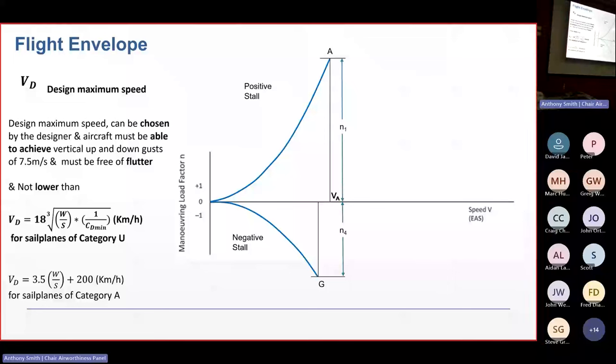And if you have high wing loading, you have a very small structure. I see some small structures out there. The CD min is a low number, which is pushing up that VD to a massive number. And this is the VD that you have to define.